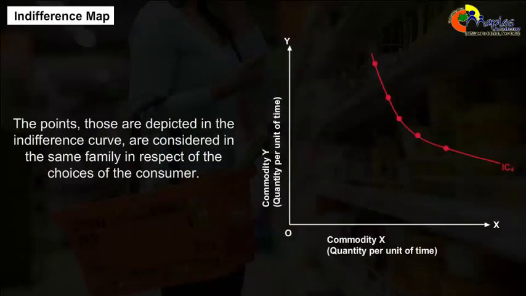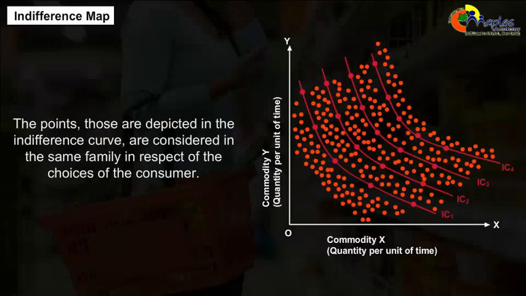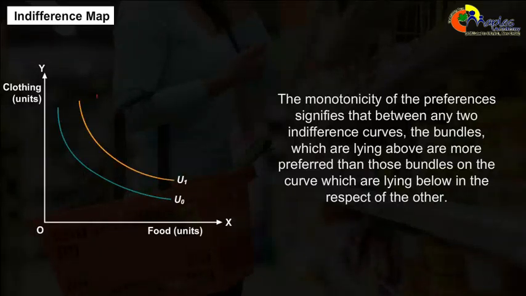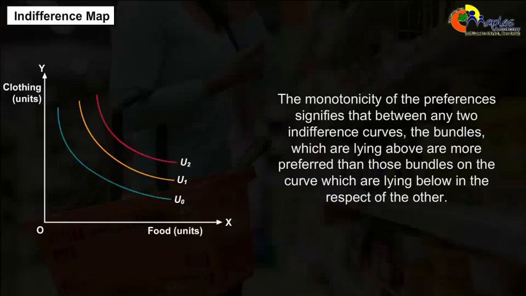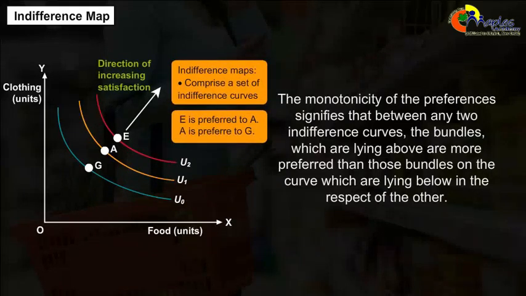Indifference map. The points depicted on an indifference curve are considered to be in the same family with respect to the choices of the consumer. The monotonicity of the preferences signifies that between any two indifference curves, the bundles lying above are more preferred than those bundles on the curve lying below.